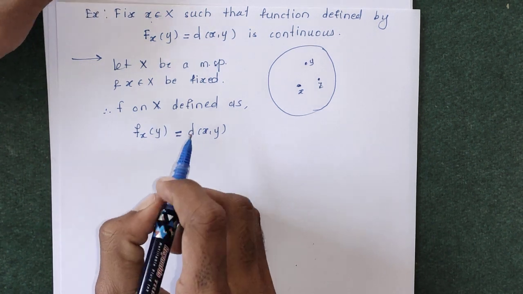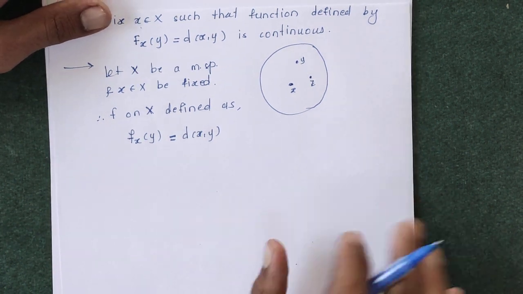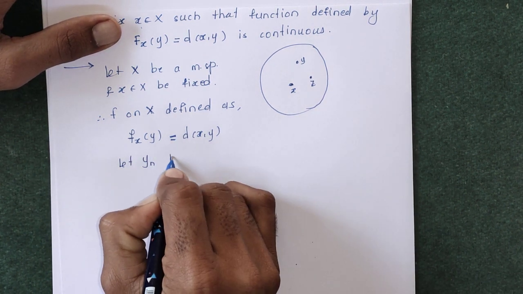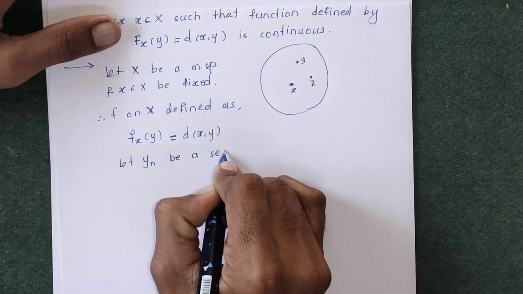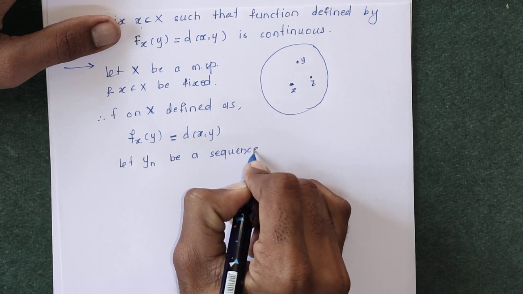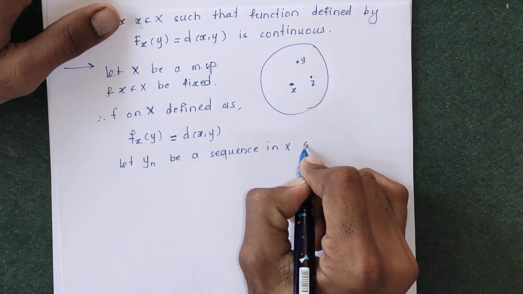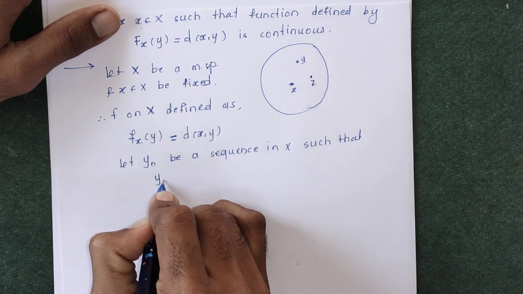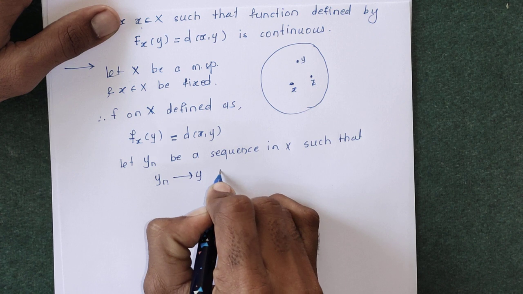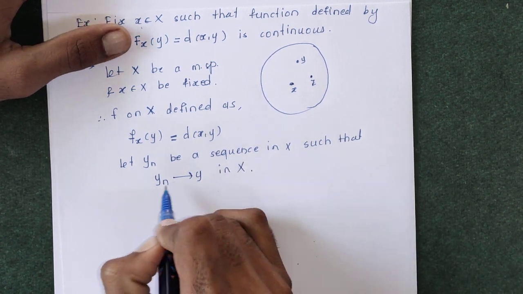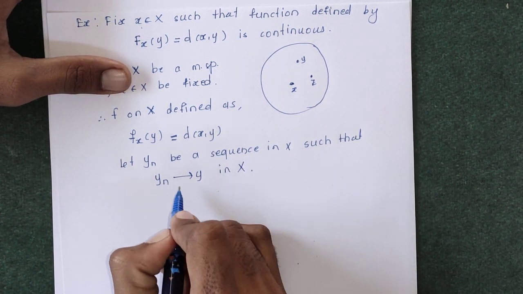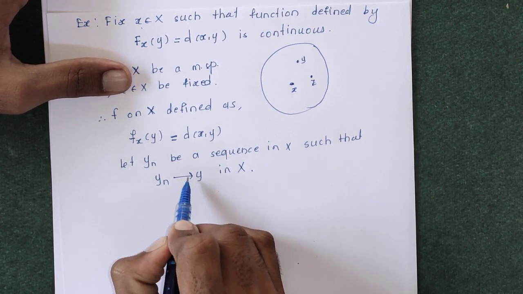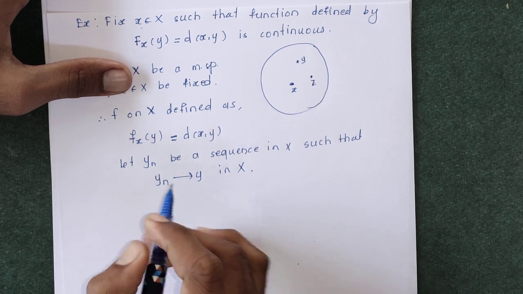Now we will take one convergent sequence in the domain. Let y_n be a sequence in X such that y_n converges to y in the metric space X. We have to show that the image of y_n, that is f_x(y_n), converges to the image of y, that is f_x(y).